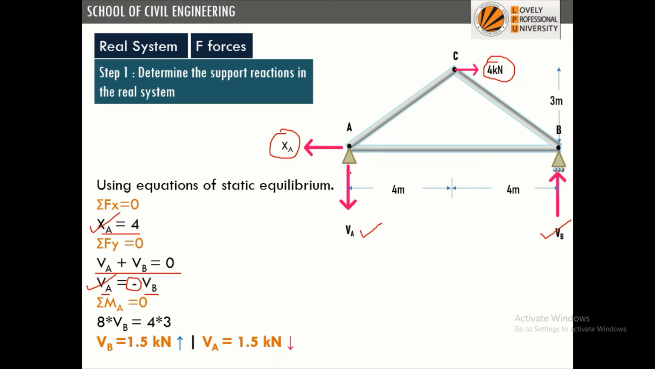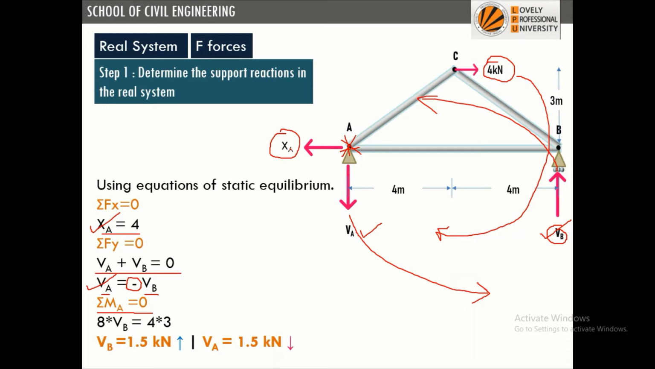I have shown Va with a downward arrow, and the reaction Vb is shown with an upward arrow. Because of this, the external load has a tendency to rotate clockwise, so these two reactions should form a tendency to rotate anti-clockwise. Then only the system will be in equilibrium. So we take moment about point A. We write sigma moment about A is equal to 0, the summation of moments of all the forces about point A is 0.